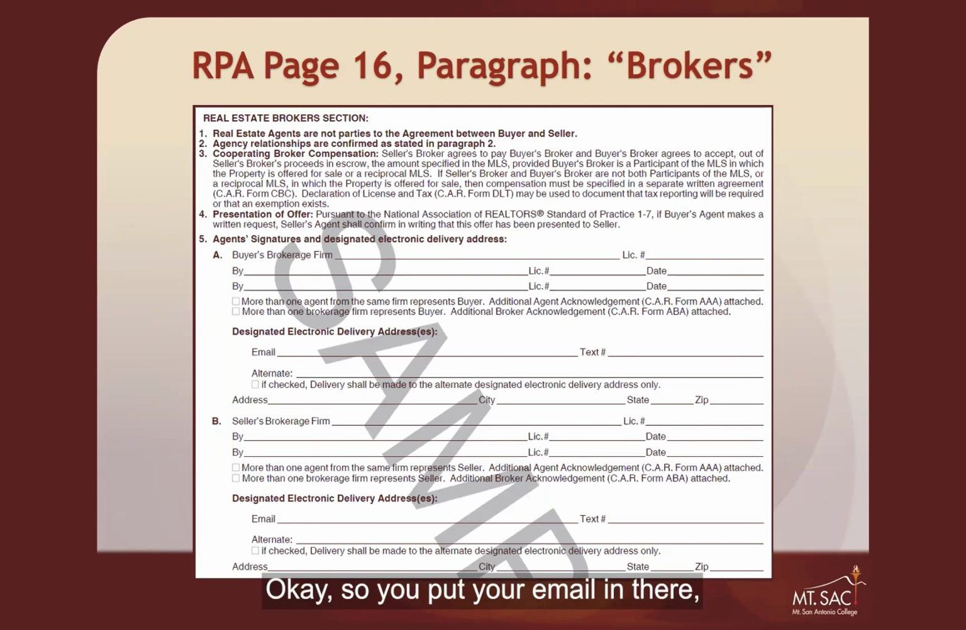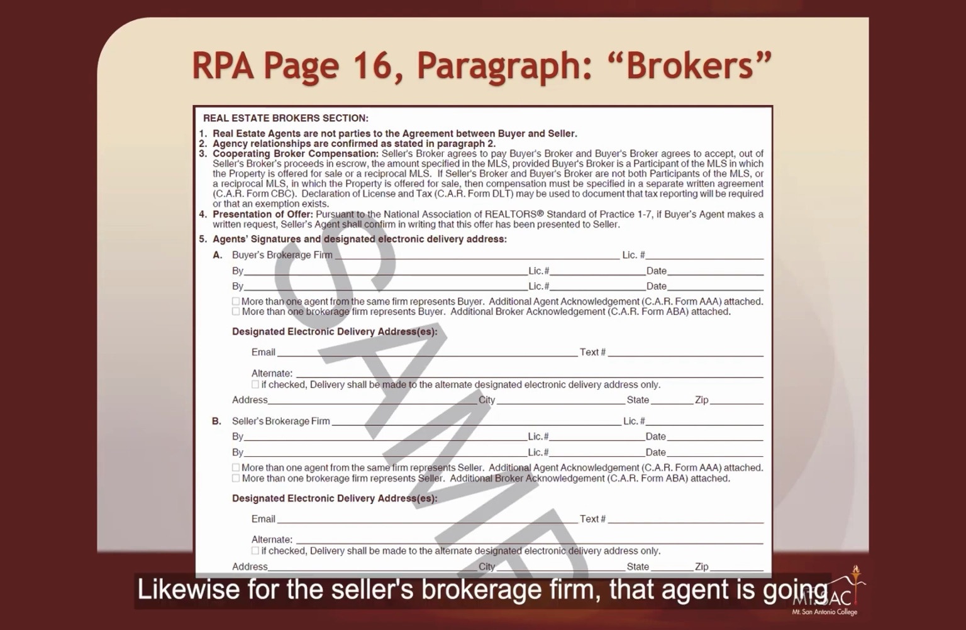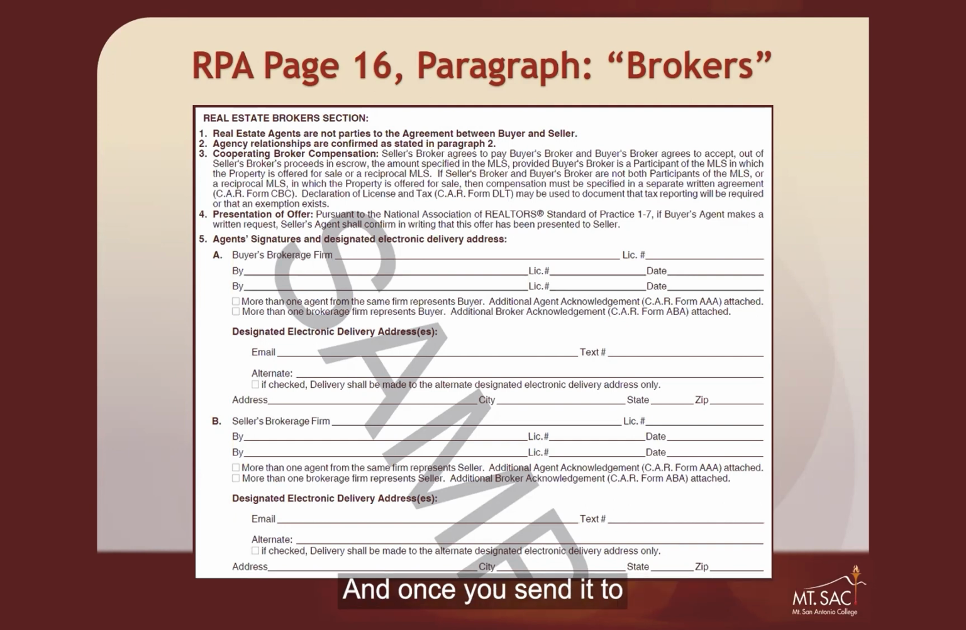Okay, so you put your email in there, and what that means is the other side, if they want to give notice or delivery to your buyer, they just have to email it to you. Likewise, for the seller's brokerage firm, that agent is going to put their email at the bottom so that all communications and deliveries can be sent to that email. And once you send it to that email, delivery has been completed. That's it. What if you want to run everything through your TC? You have an alternate. So you can put an alternate email, and that's a great place for your TC.